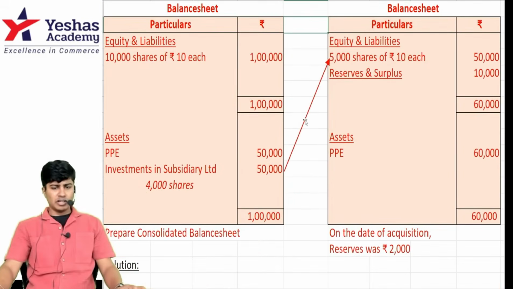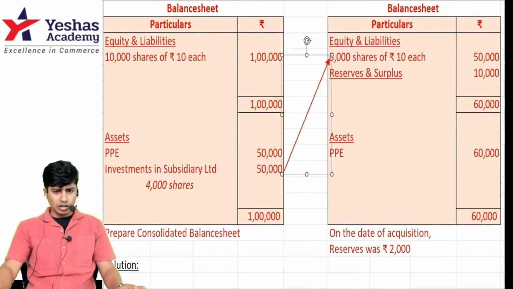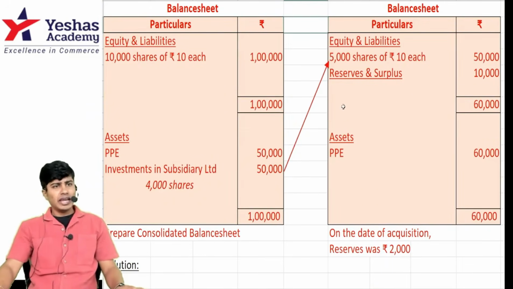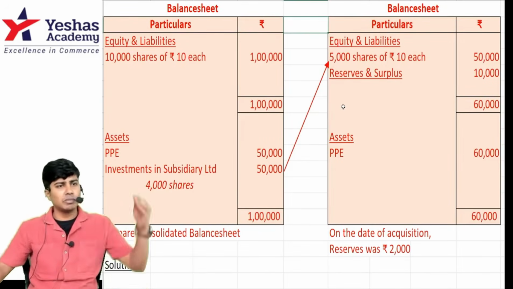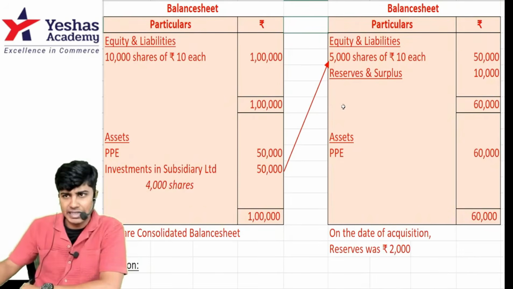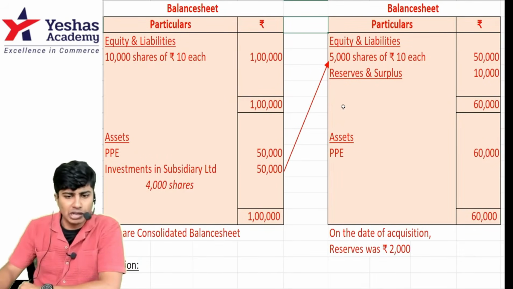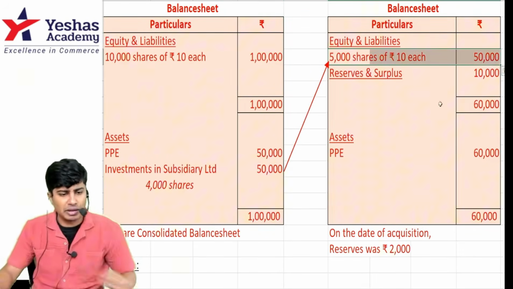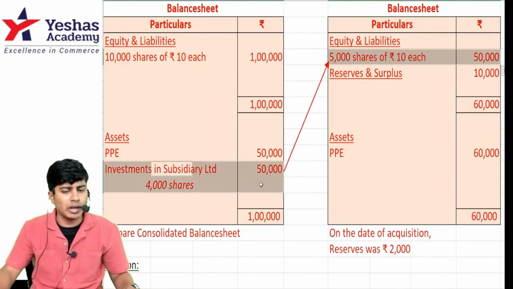Do I hold 100% of its share capital? I hold only 4,000 out of 5,000. 4 by 5, 80%. 20%, that is 1,000 shares of rupees 10 each. 10,000 will be minority interest. 40,000 will be nominal value. That 40,000 share capital will be compared with 50,000 book value.